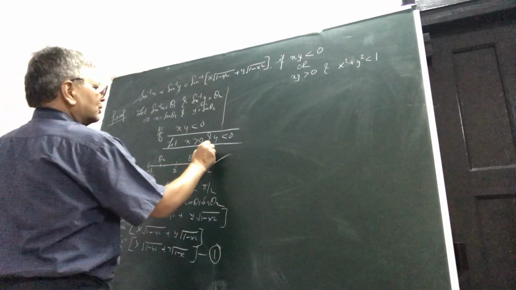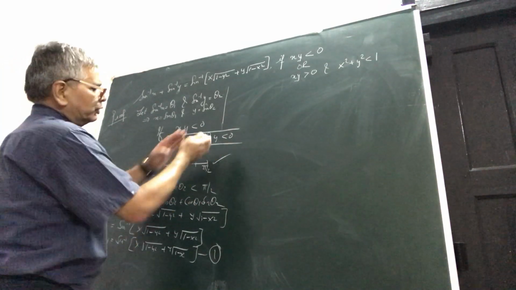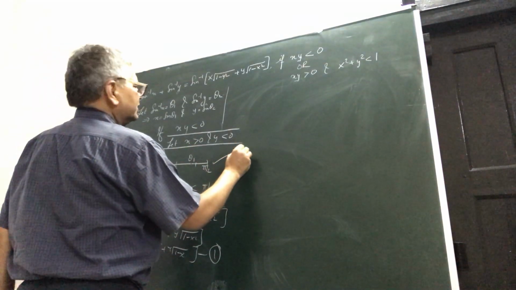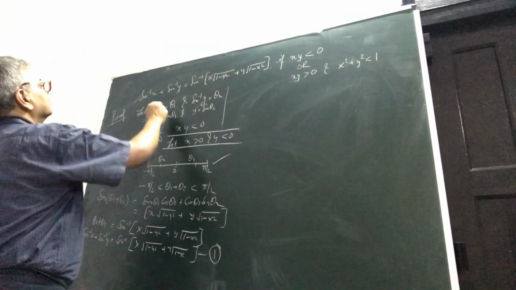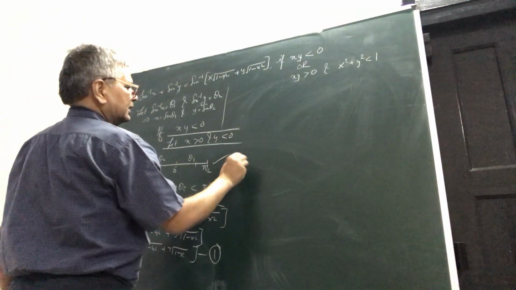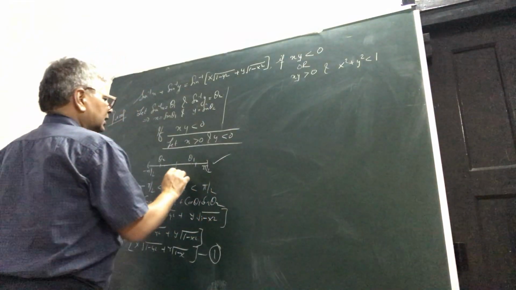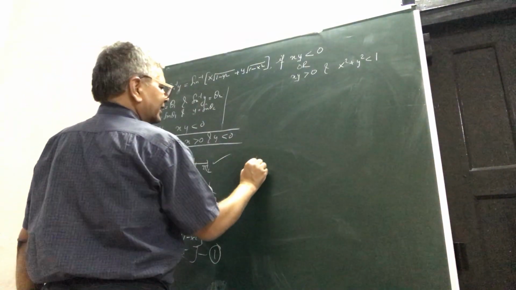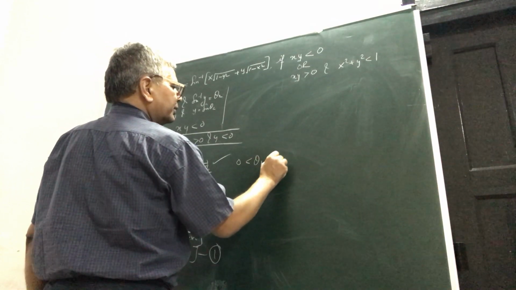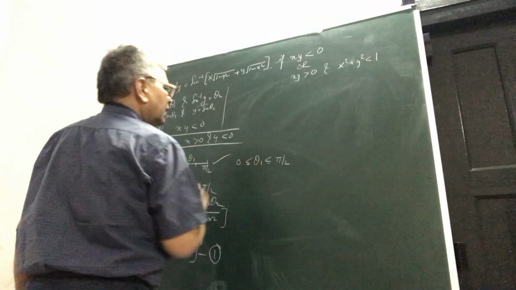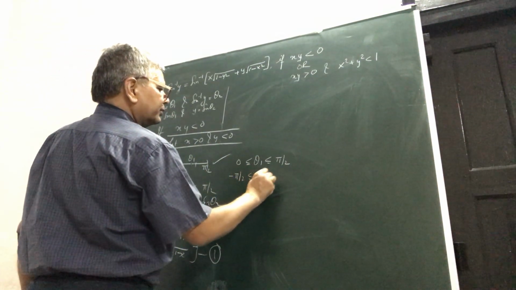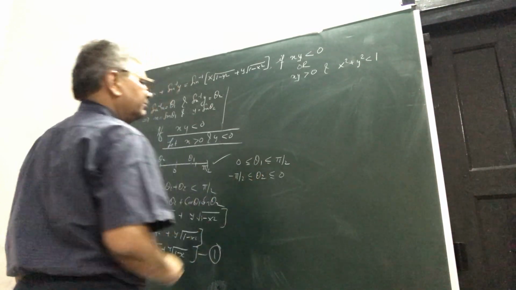If x is greater than 0, you could have shown it rigorously. How? That x is greater than 0 means sine theta 1 is greater than 0. So it means that this theta 1 will lie wherein? Theta 1 will lie between 0 and pi by 2. And theta 2 will lie where? Theta 2 will lie between 0 and minus pi by 2.